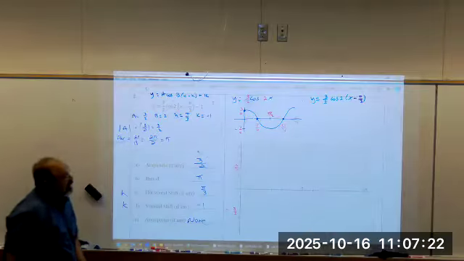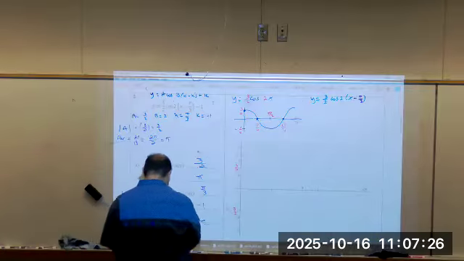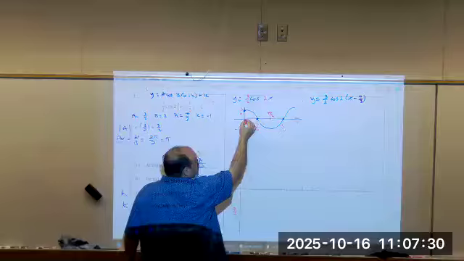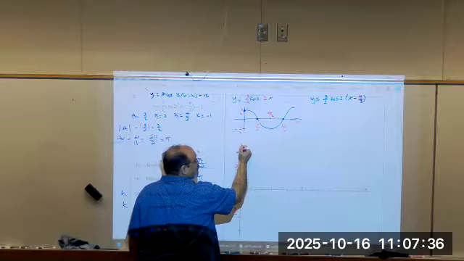So that means everything that I have is now going to move pi over 3 to the right. So instead of starting at 0, this point is going to start at pi over 3. Now, pi over 3.